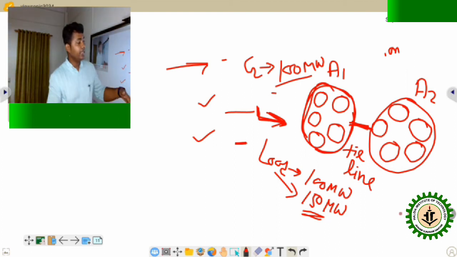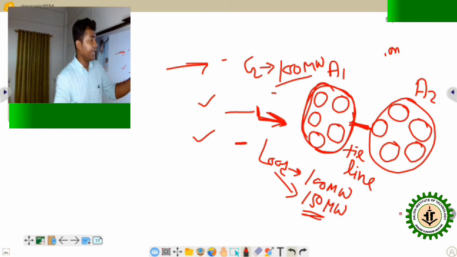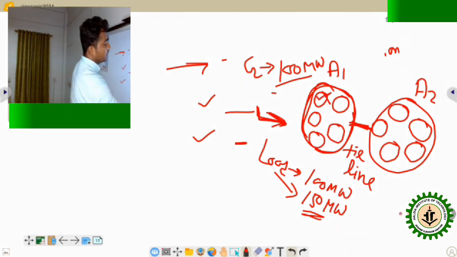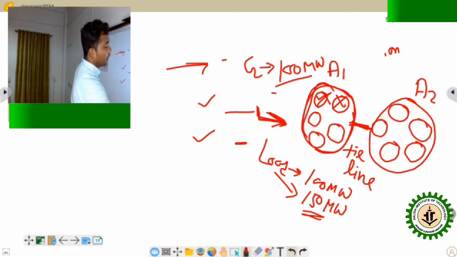Also, in some cases, suppose there is a fault in one generator or two generators, then the power available in area A2 is delivered to the load, or delivered to area A1. So in this way the tie line is used for our convenience.